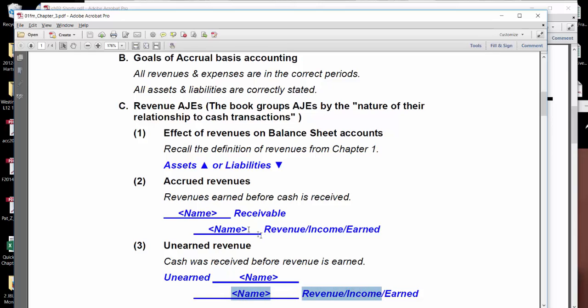So notice in both of these cases, revenue is going up because essentially revenue only really goes up, hardly ever or basically never goes down. One adjustment results in an increase in an asset, while the other adjustment results in a decrease in a liability. Those are the normal impacts of having revenue.